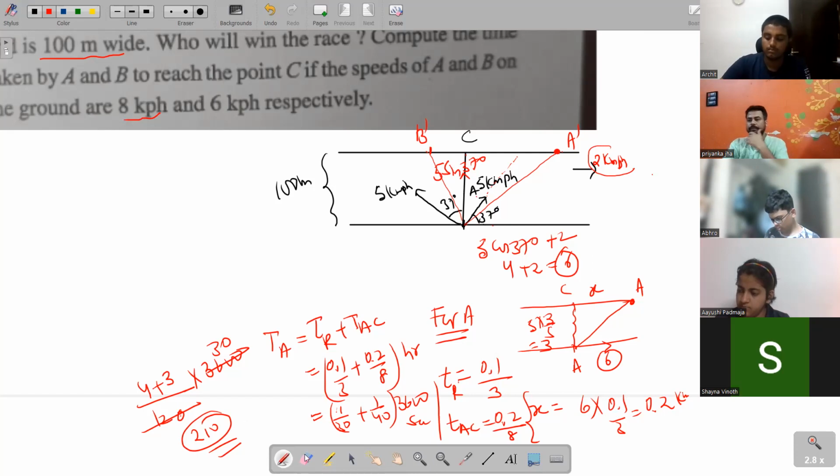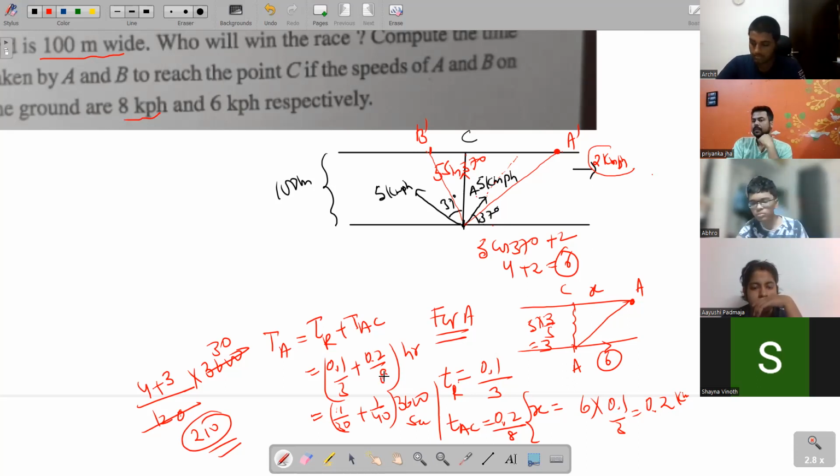Did everyone note it down? Now did everyone understand? Do the same thing for B. Everyone, for B, calculate the total time taken by B, and tell me what would be the drift of B and the time taken by B.